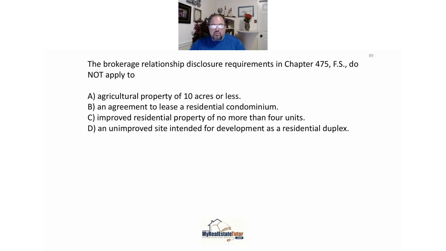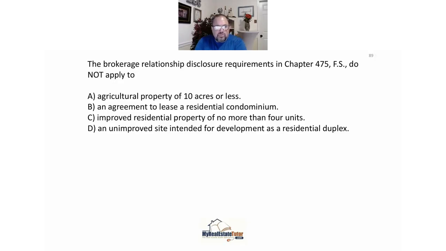The brokerage relationship disclosure requirements in Chapter 475, Florida Statutes, do not apply to what? You know we talk about the agency disclosure under Chapter 475, Florida Statutes, when we're doing an agency agreement. Remember, no brokerage, transaction broker, and single agent. Single agent and no brokerage have to be in writing, not necessarily signed, but in writing. Transaction broker is not in writing, and it automatically defaults. If you don't exercise one of those two in writing, it is automatically transaction broker. Those are the three types, and they deal strictly with residential.